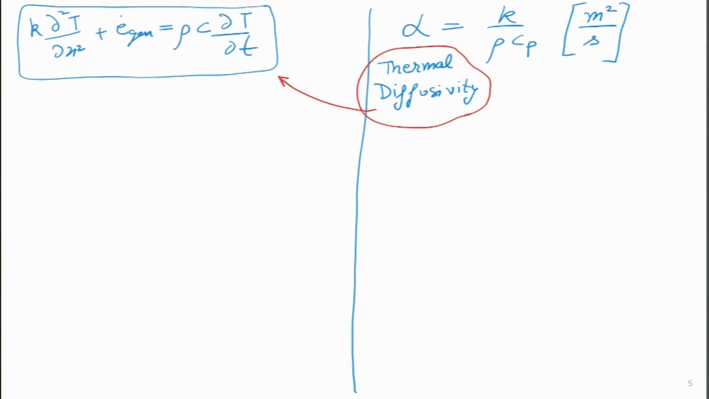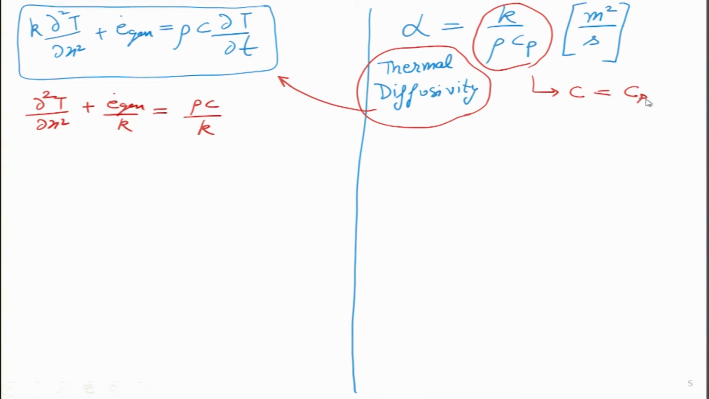So, let us divide the whole equation by k, and what we will get is del square T divided by del x square plus E dot gen divided by k, and now what we will see on the right hand side is this ratio rho C by k, which we see over here. Cp and C are by the way same. So, I am sometimes using the symbol C, sometimes Cp. Both are same, both are for specific heat. So, we can see what is appearing over here is essentially 1 by alpha. So, I will write the complete equation del T by del t, and which I can write like this.